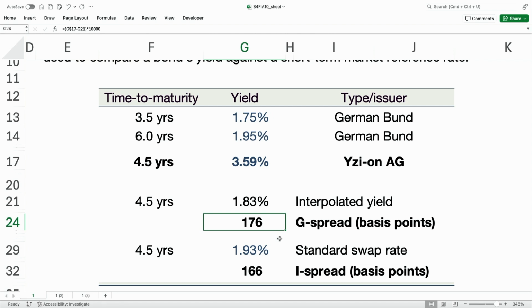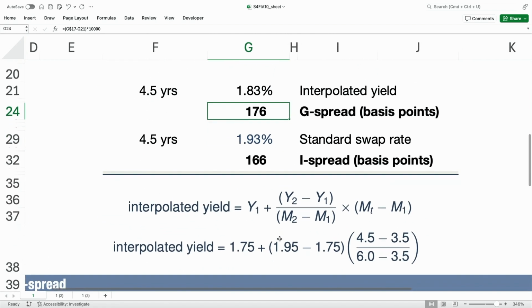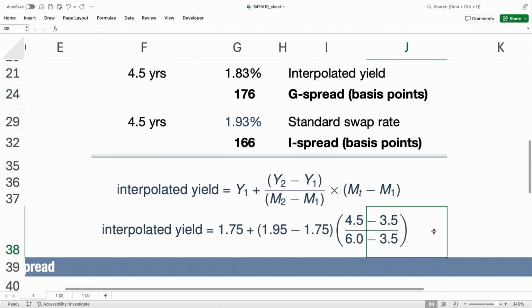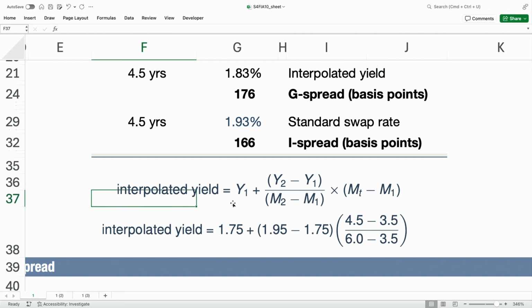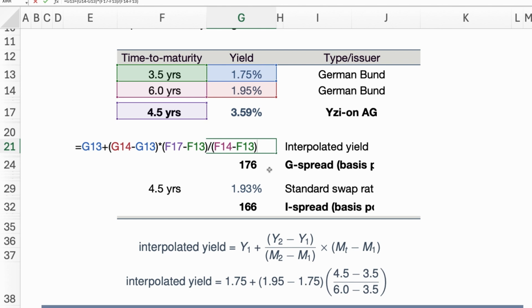Interpolation for yields is a technique used to estimate the yield of a bond that falls between the yields of two or more comparable bonds with different maturities. This method is particularly useful when there is no exact match for the maturity of the bond being valued among the available comparable bonds. To do so, to the lower maturity government bond yield 1.75%, we add the difference between the longer maturity bond yield 1.95% and the lower maturity government bond yield 1.75%, times the proportion of the difference between the 4.5 time to maturity and the lower maturity sovereign bond 3.5 years, and the difference between the longer date sovereign bond 6 years and the shorter bond 3.5 years. Check out this formula in this cell where you can see what we've just done.